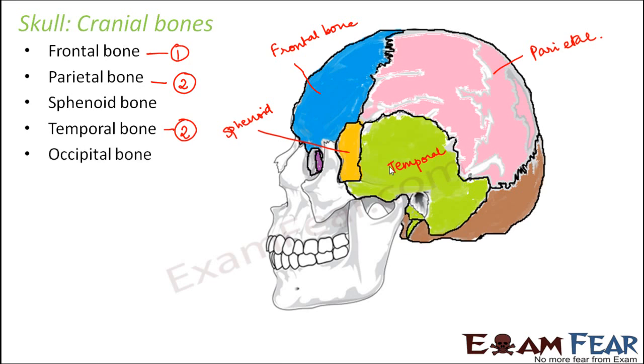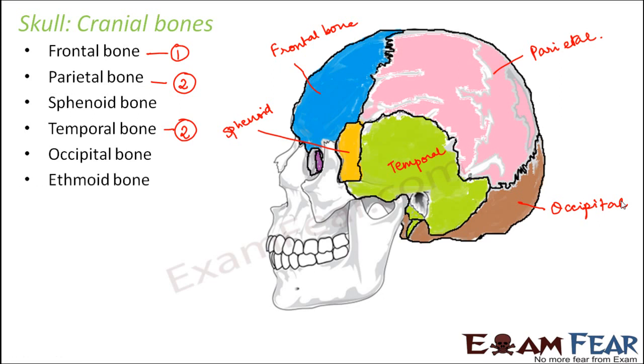Next is the occipital bone. Here you can see that in brown color. This is occipital bone. And where is it located? Towards the back of the skull. This is again just one single piece, the entire back lower portion of the skull formed by the occipital bone. And the last one is the ethmoid bone.